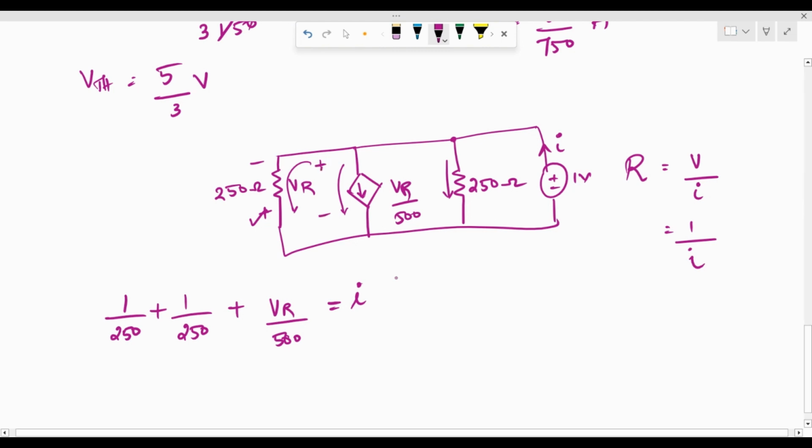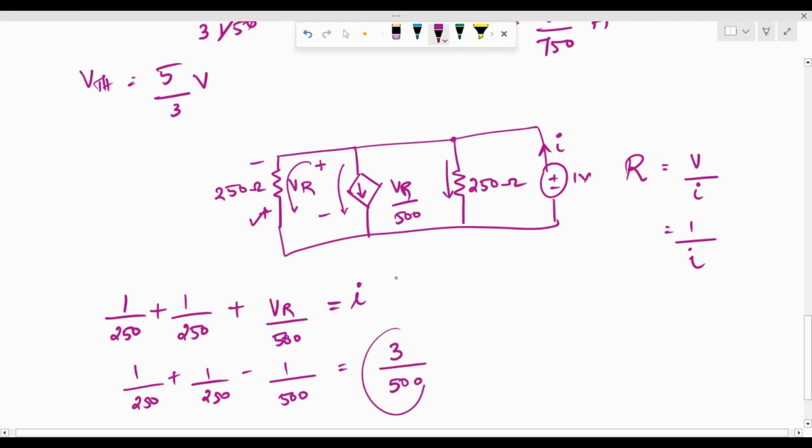This is the polarity of this 1 volt source. But VR has the opposite polarity. The magnitude would still be 1, but the polarity is different. So VR in this case is minus 1. So I can write it as 1 by 250 plus 1 by 250 minus 1 by 500. So that is going to come down to 3 by 500.